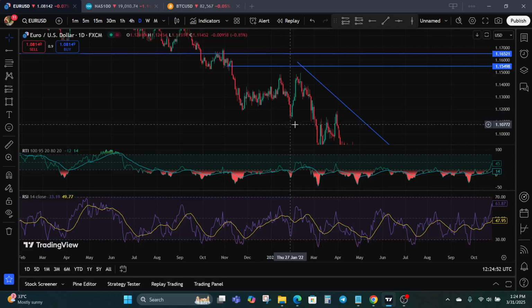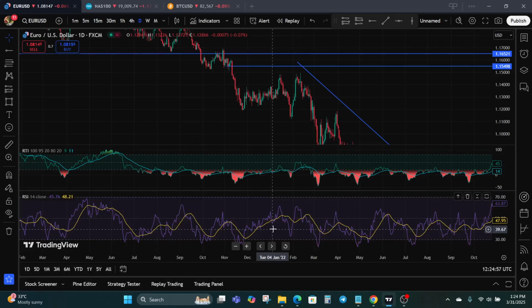Now, how does the RTI compare to the RSI? The RSI gives too many false reversal signals in strong trends. The RTI dynamically adjusts, making it more accurate in real-time markets. The RSI uses fixed levels while the RTI considers trend momentum. So that's why many traders are now switching to the relative trend index for more reliable trade confirmations.